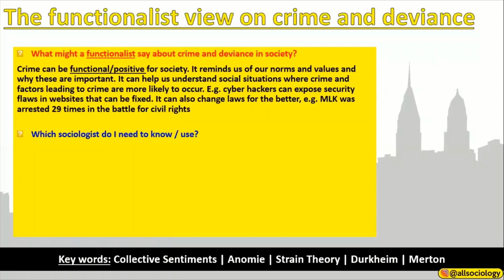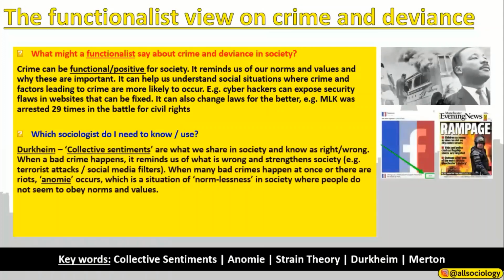Okay. I think another way in which crime could be functional or positive for society is by reaffirming these norms and values. Durkheim referred to this as boundary maintenance, knowing where the boundaries lie, knowing what is and what isn't acceptable in society. Okay, so if you're watching on YouTube, I've just drawn up a picture.